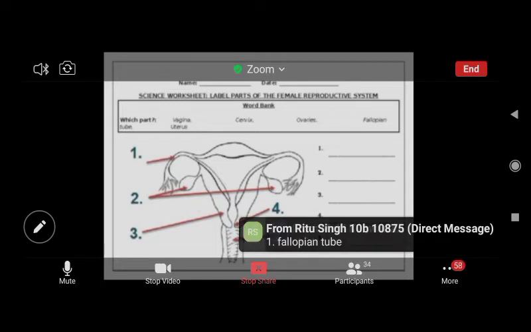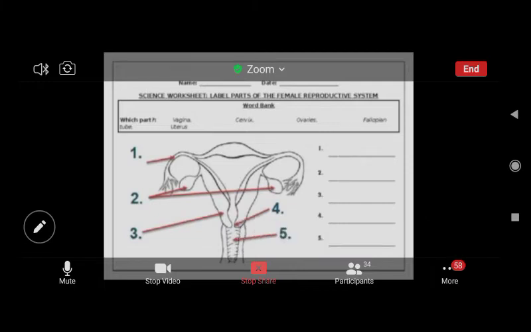Fallopian tube or oviduct. But students, some of you who have written oviduct, now be careful. In the word bank, it is given fallopian tube. So better we should write that only. Though you are correct, it is the oviduct also, we can call it oviduct. But since in the word bank it is given fallopian tube, go with that only.